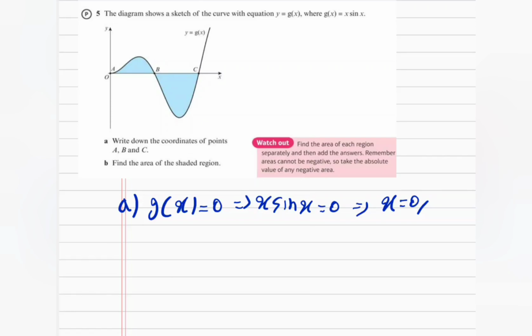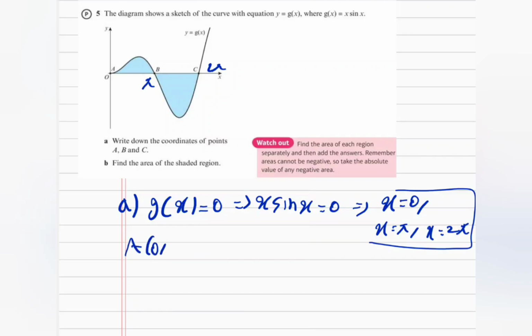So pi and 2 pi are the next natural solutions to this case. So yeah, for solving this, we just need to use intuition to some extent, because I'm just using the properties of sine. Right, so these are the three solutions, and here is pi, and then here is 2 pi. So we want to write the coordinates of A, B, and C. So A is simply the origin, B is (pi, 0), and C is (2 pi, 0).